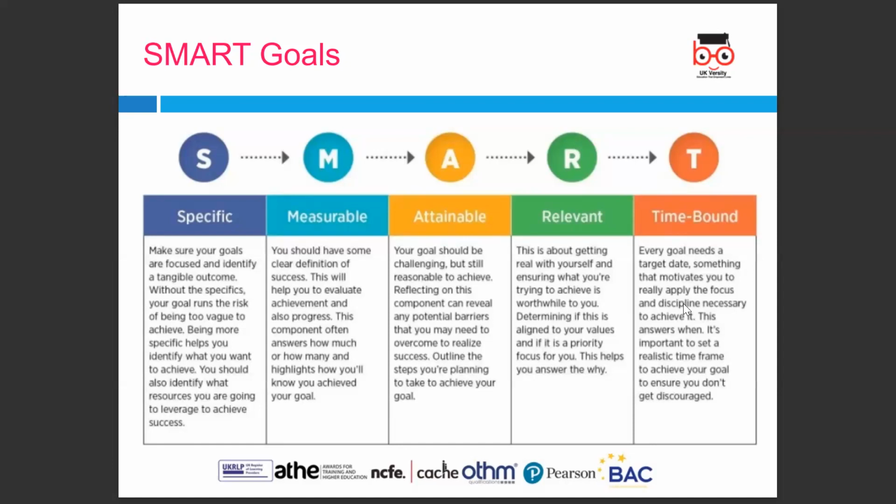T is time-bound. Every goal needs a target date, something that motivates you to really apply the focus and discipline necessary to achieve this. This answers when. It's important to set a realistic time frame to achieve your goal and to ensure you don't get discouraged.